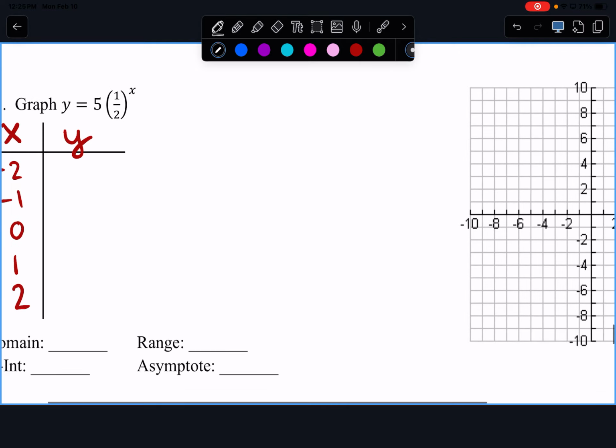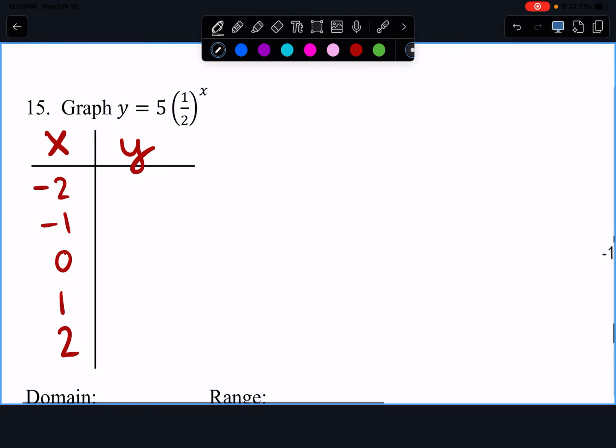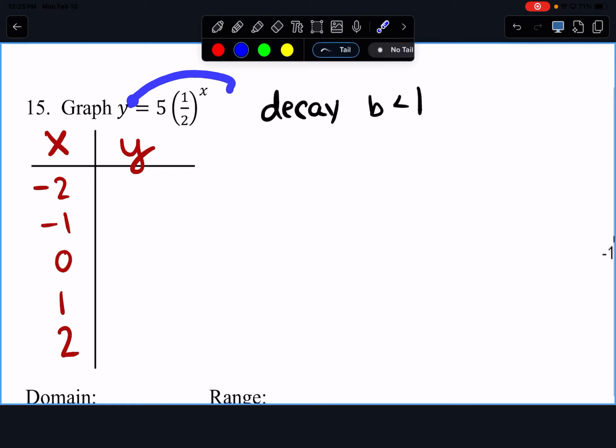So now we're going to plug these into our equation, okay? Because we know this is going to be decay because b is less than 1. So if I plug this in, we can type this into the calculator just like it appears. 5 parentheses 1/2, close your parentheses, raised to the exponent. So what happens when we raise our exponent to -2? Use your calculator and find out for me. It is what? 20.